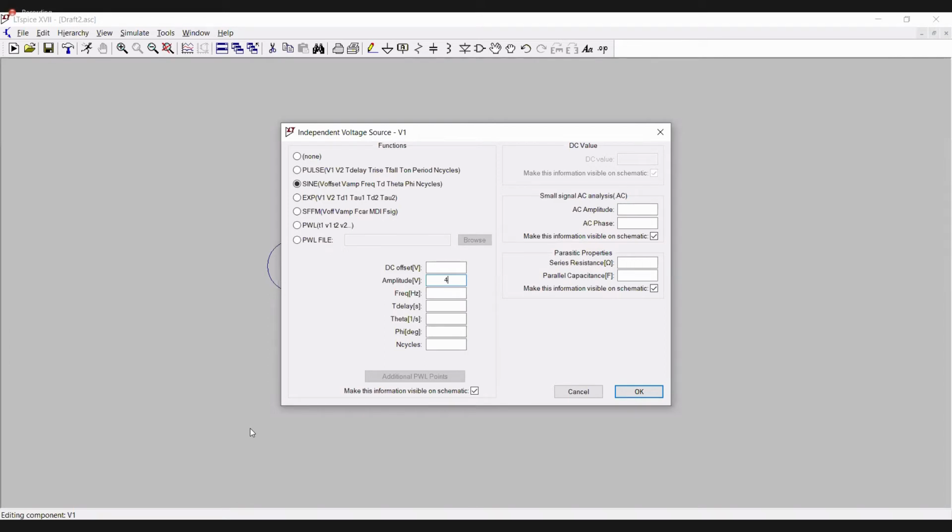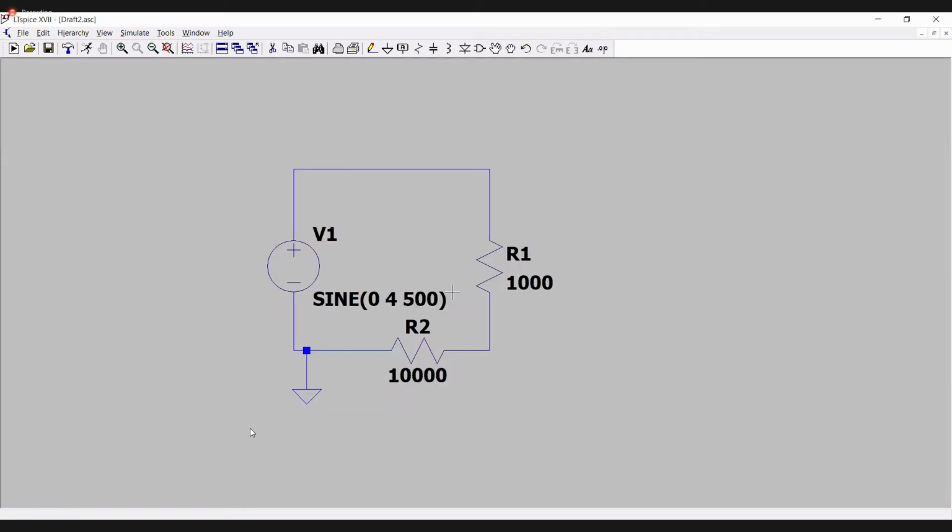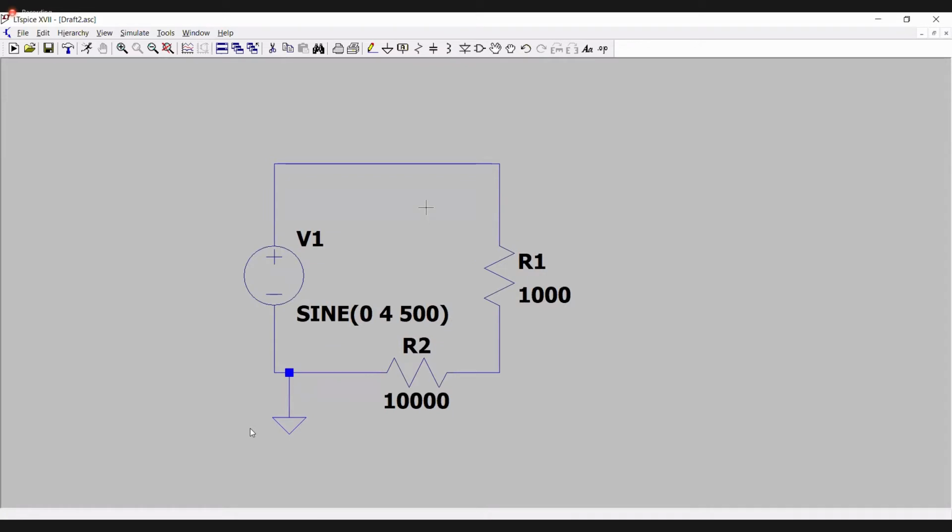Okay, so that's 4. And for the frequency here, what is the required frequency? I'm guessing that's 500, no? Is it 500, Sophia? Yes, sir. 500. Okay, so that's the first trial. You would be needing a 500 hertz frequency. Okay, you press enter. So now we are ready to do our transient analysis.